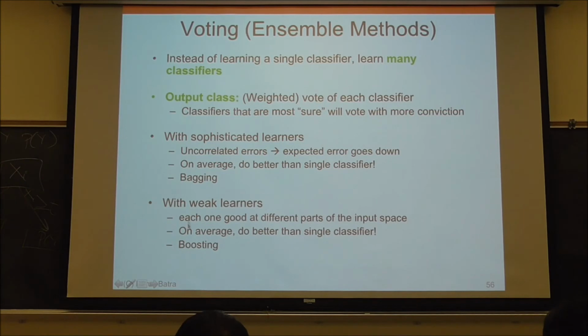Boosting is used with weak learners. You do not want to do boosting on deep neural networks. There's no point. That's the exact opposite of what you're trying to do. You want to start with a weak learner that has low variance.